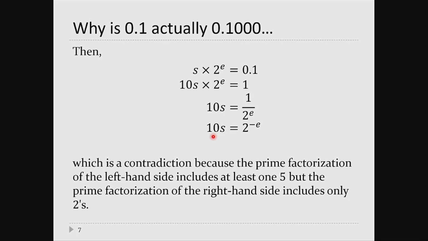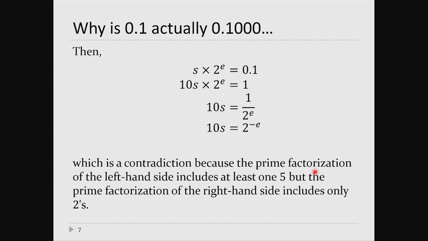Everything's prime. 5's prime, 2's prime. So there's no way you can write 10s equals 2 to the minus e, because the prime factorization of the left side has a 5, and the prime factorization of the right side has only 2's. There's no way to get a 5 on the right-hand side. And there's your contradiction. You cannot find integer values s and e such that that equation is true.